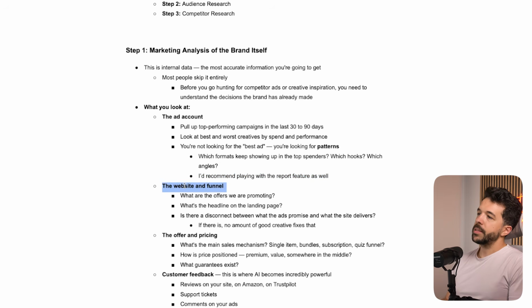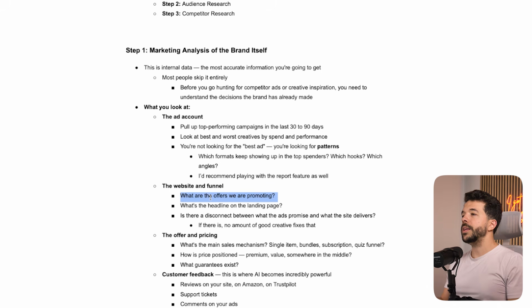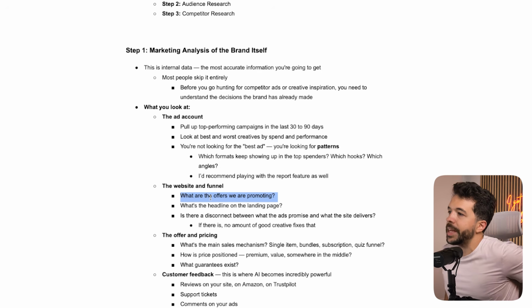Then the next step is the second level of the first step, the website and the funnel. One thing I want to look at is what are the offers that we are promoting. I want to have a matrix, a map of all of the offers that we are promoting. I want to make sure that the landing pages are relevant to the ads, and that what the ads promise then gets delivered by the landing page, by the website.